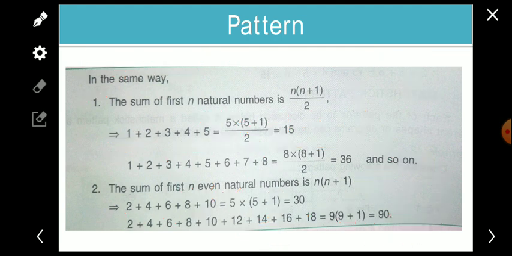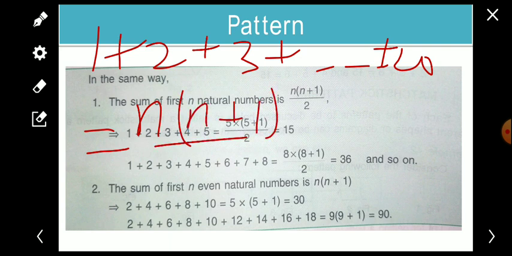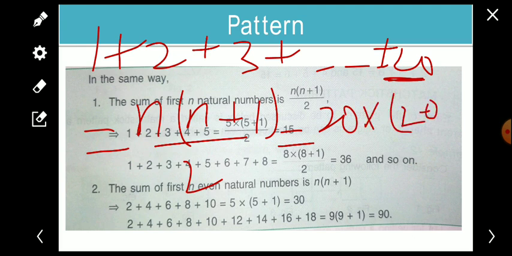Like this we can find the sum of many natural numbers. Suppose I tell you to find the sum of 20 natural numbers. So you can add 1 plus 2 plus 3, like this up to 20. Otherwise you can use the formula also. What is the formula? n into n plus 1 by 2. And what is n here? n is 20. So 20 into 20 plus 1 by 2.